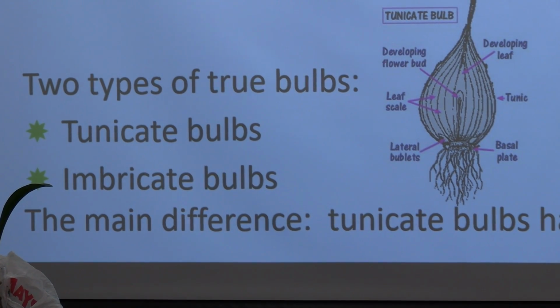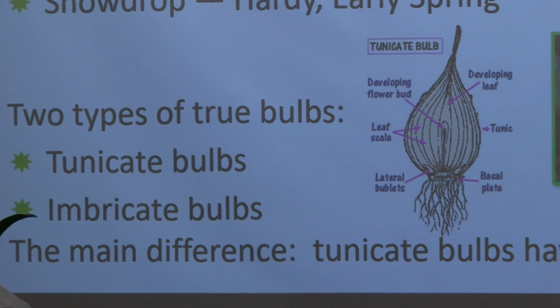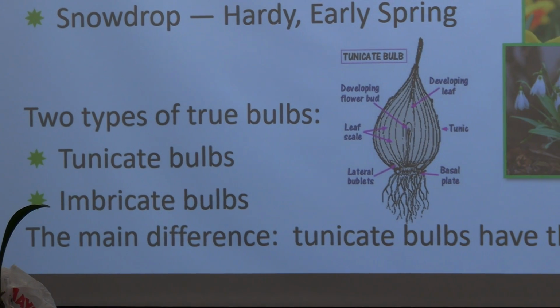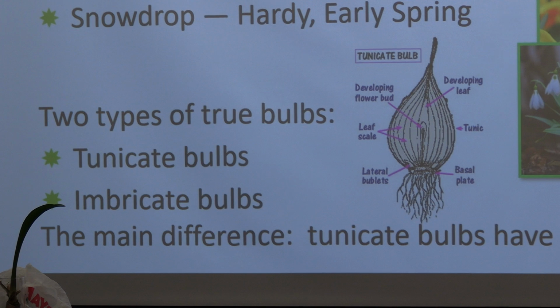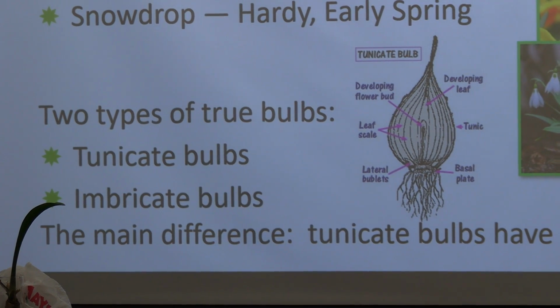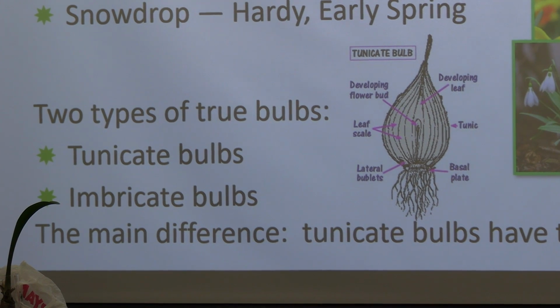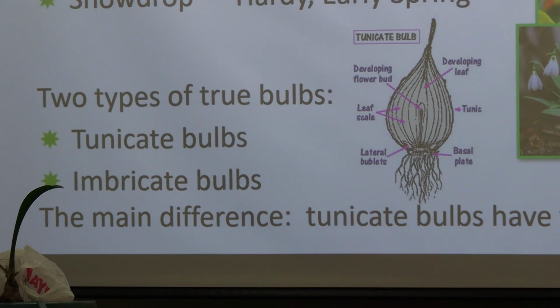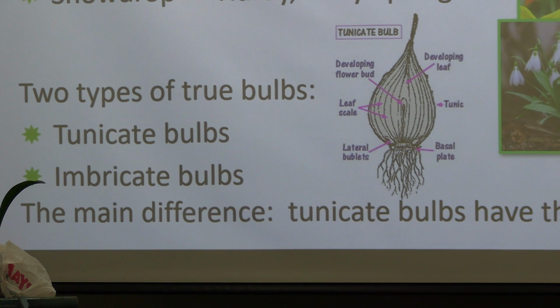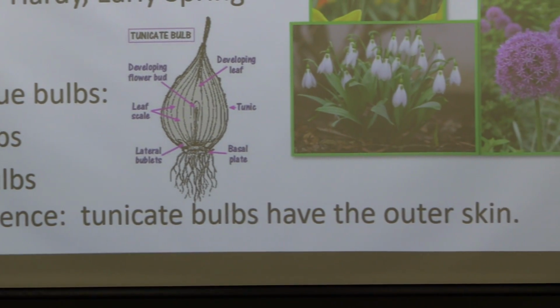Now it's good, and when you think about your onion, you think about these paper whites, they have that white stuff that crumbles off, and that's a good thing because it protects it. A bulb underneath it has a lot of moisture, it has the nutrients, and you do not want it to dry out. So that's what this is here for, for a very good reason. The imbricate, they don't have that.